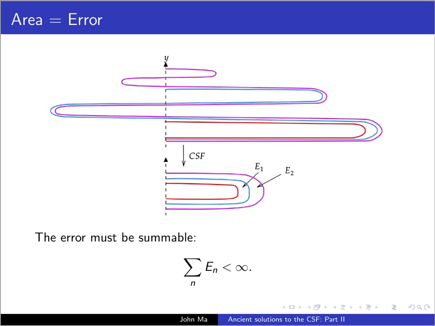So which means that in order to get at least a C0 estimate, we'll at least assume that the error is summable. Okay, so that means on one hand I need to have the error in order to avoid singularity. On the other hand, this error has to be controlled. It cannot be too big.